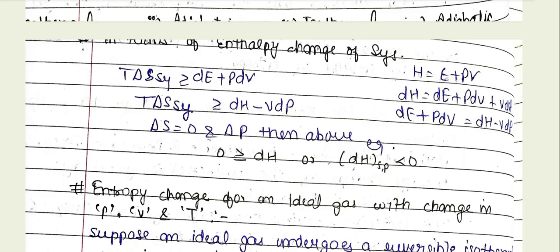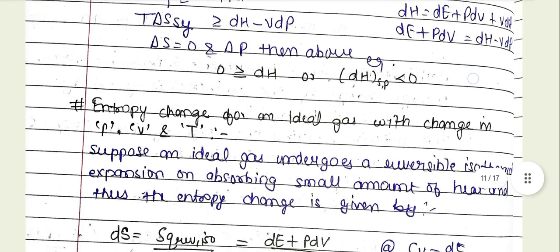In terms of the enthalpy change of the system, T delta S of the system will be greater than or equal to dE plus P dV. T delta S of the system will be greater than or equal to dH minus V dP. At delta S equals 0 and delta P equals 0, the above equation becomes 0 is greater than or equal to dH, or dH at constant S and P is less than 0.